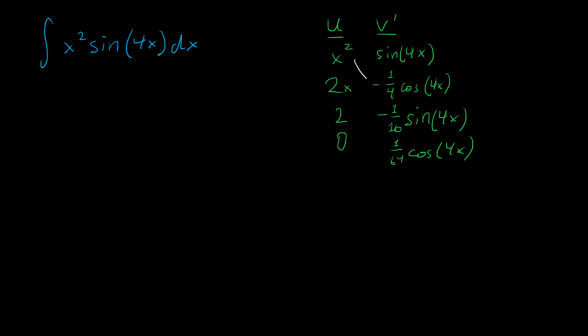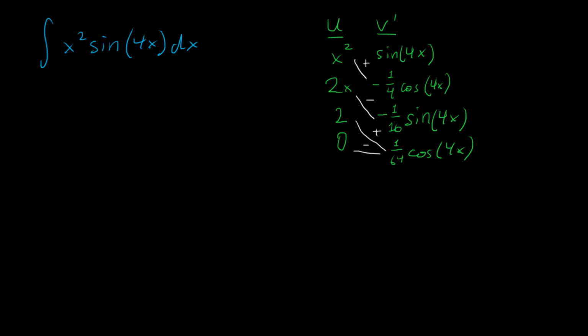Once we have this table done, what we want to do is draw a diagonal like this. The first entry on the u column goes to the second one in v prime, and so on until here, and then you do a horizontal line from the u to the v prime, and you start with the positive sign and alternate. So what this is telling us is that the antiderivative of x squared times sine of 4x is equal to, well, basically what the sign tells you is whether to subtract or add.